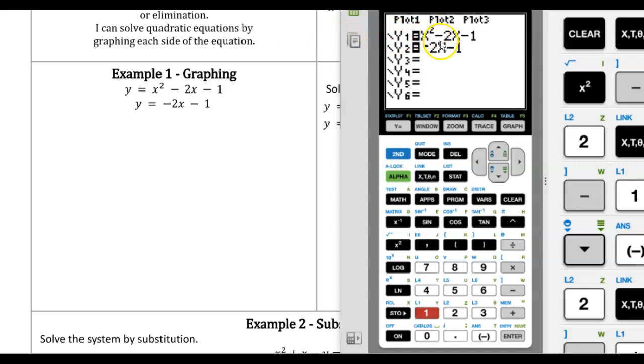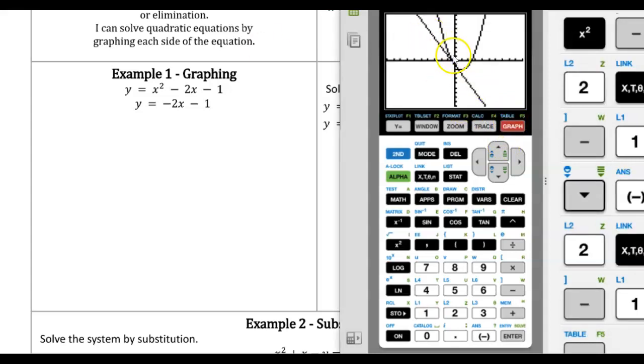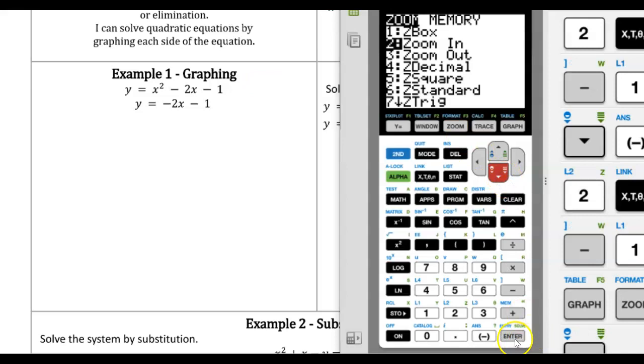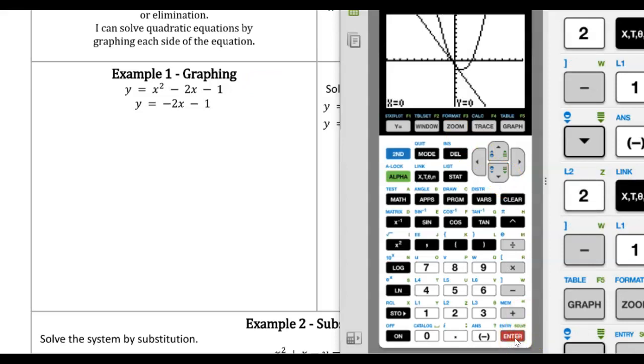Be really careful that you're using a subtraction sign for these parts. And in front of the negative 2x on y2, you have to use the negative button, not the subtraction. Okay, now we're going to hit graph. You can see they zoom in right here. If I want to find where they actually intersect, the first thing I'm going to do is zoom my window in. I'm going to hit zoom, and do zoom in, the second one. I hit enter, and it zooms in to where I can see it.